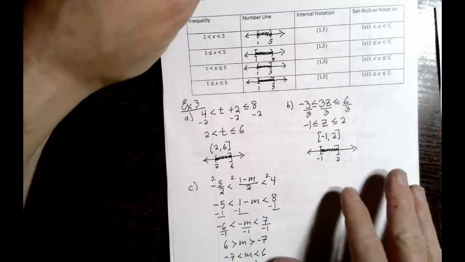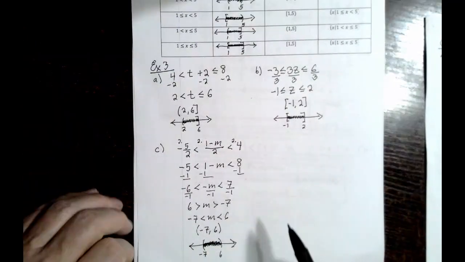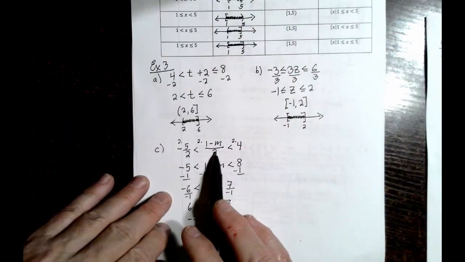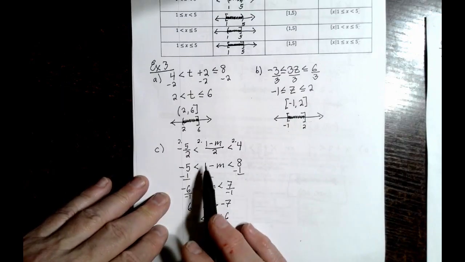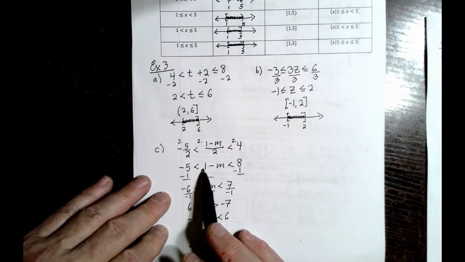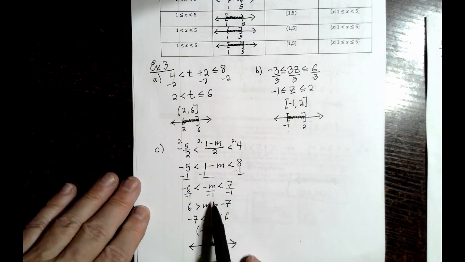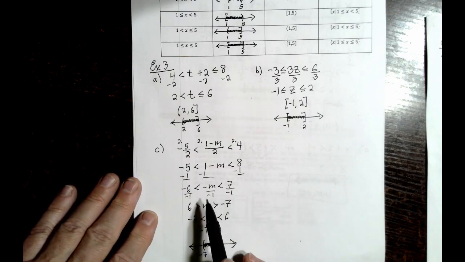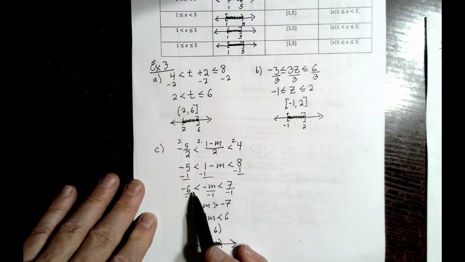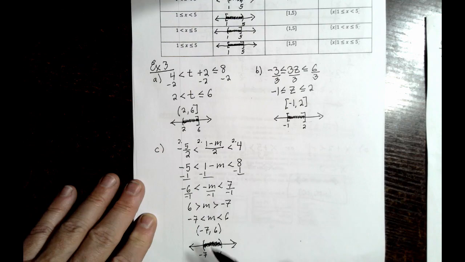And now here, this one, you want to get rid of the 2 here, so you multiply by 2. And then you want to subtract 1 to get rid of the positive 1. And then you got to divide by a negative 1 because you don't want negative m, you want m. So when you divide by negative 1, your inequalities flip. Less than becomes greater than, less than becomes greater than.